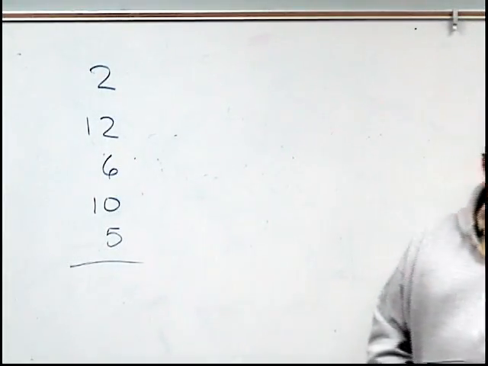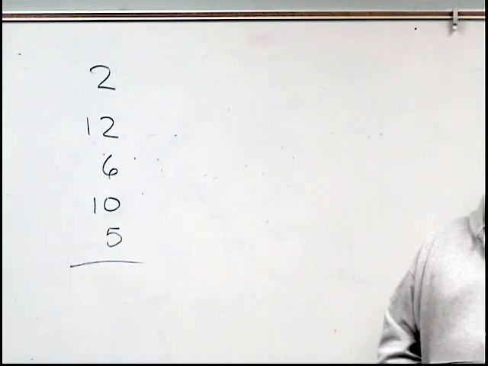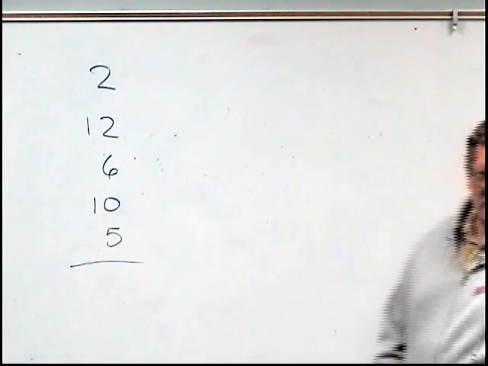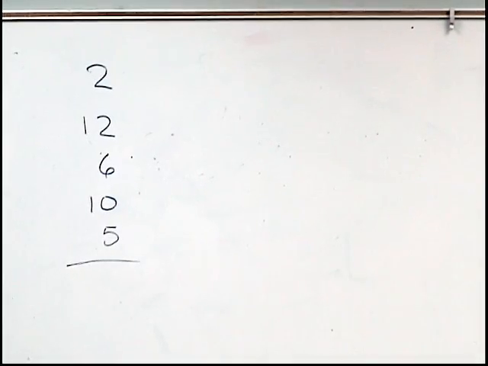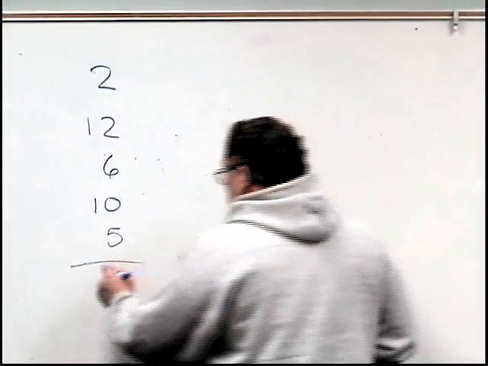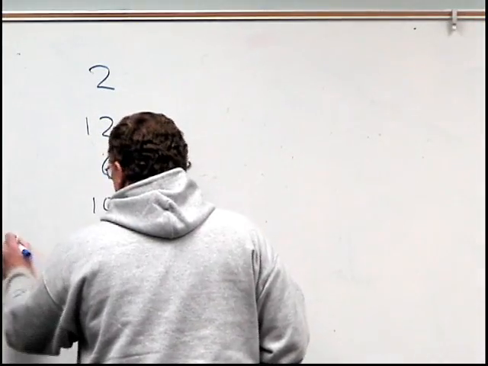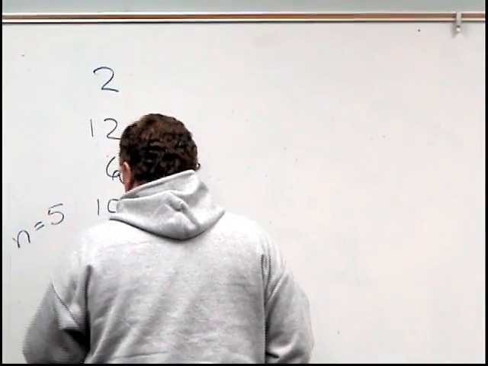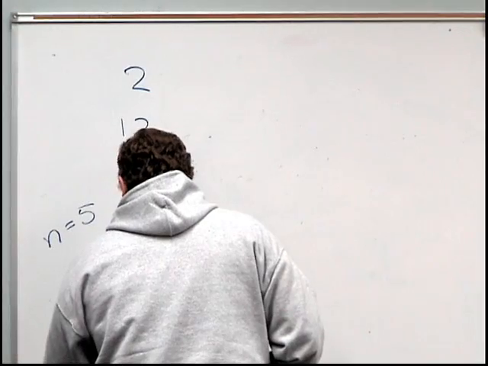So, find the mean. What do you have to do? It's finding the average, right? This is 4th grade, 5th grade, whatever. Anyway, so add them up. What do you get? 35. How many numbers do we have? 5. So the mean is 7.